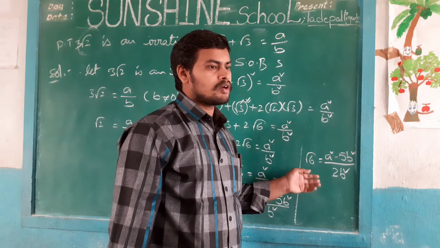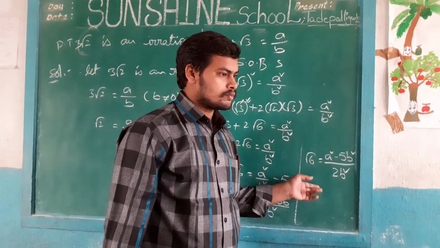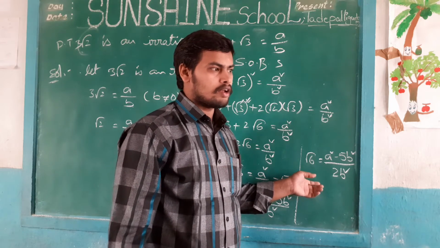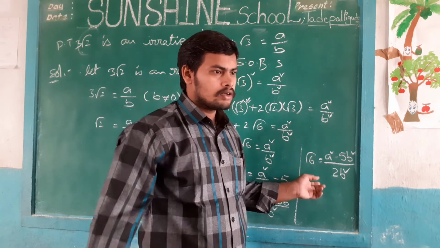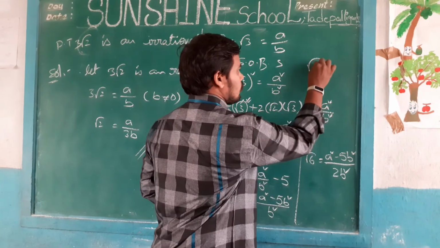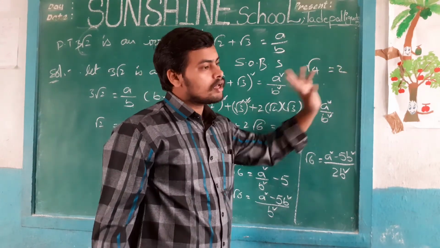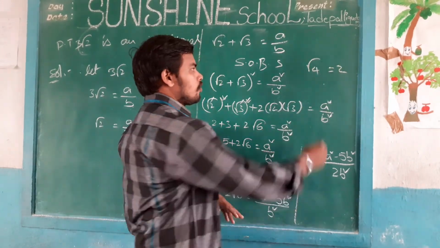Is it a perfect square root or not? Root 6. Root 4: what is the value of root 4? Root 4 value is 2. So root 4 is a rational number.